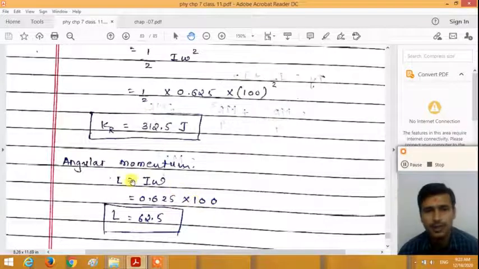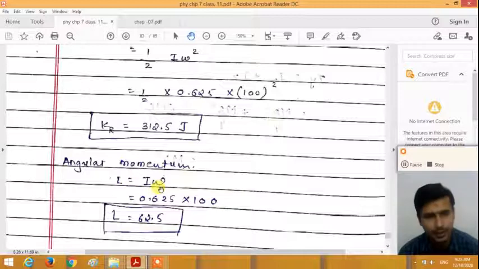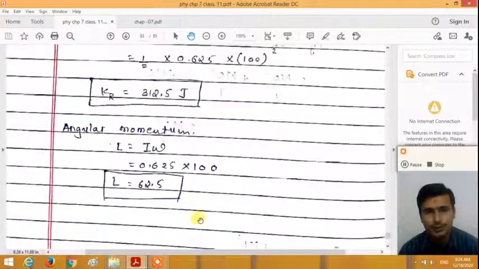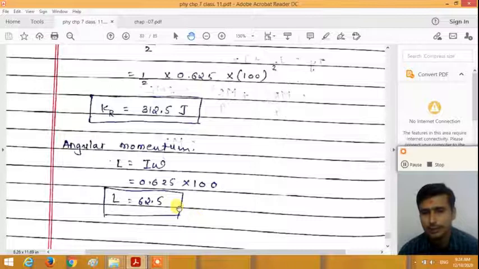Third one is the angular momentum. Angular momentum L is equal to I omega. I moment of inertia 0.625 into omega angular speed 100. We get the angular momentum L is equal to 62.5. Write the unit of the angular momentum. What is the unit of the angular momentum? So here you have to write the unit of the angular momentum, right?